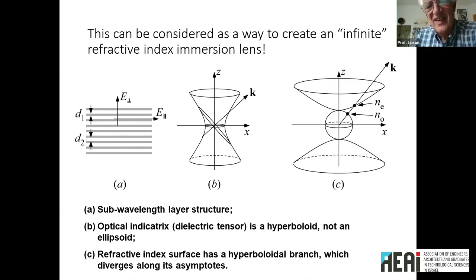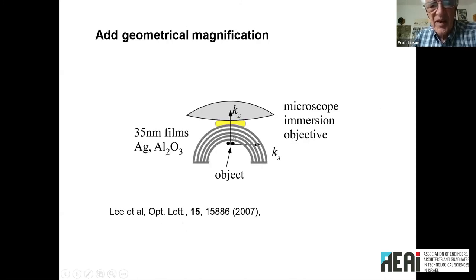That's the theoretical idea, and they managed to put this into practice by making a system like this, with silver and aluminium oxide layers, and the object was here, and then this is an immersion fluid. But the important thing is that the waves propagating in this region here are as if they're in an infinite refractive index, at a finite angle. The object is essentially immersed in a material with infinite refractive index for certain directions of kz, and we take advantage of that to get an infinite resolution limit.